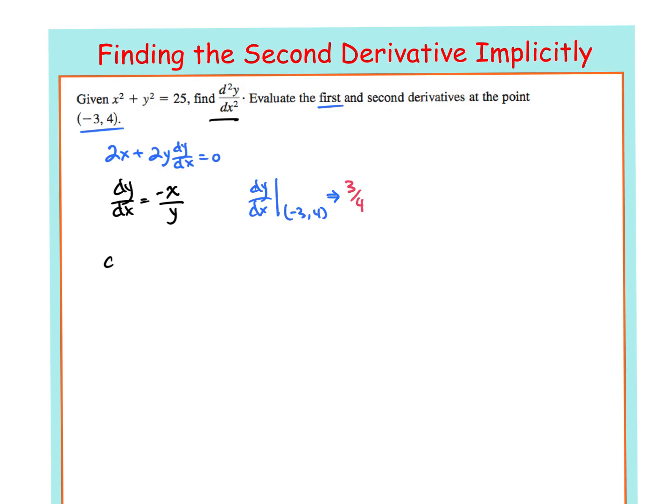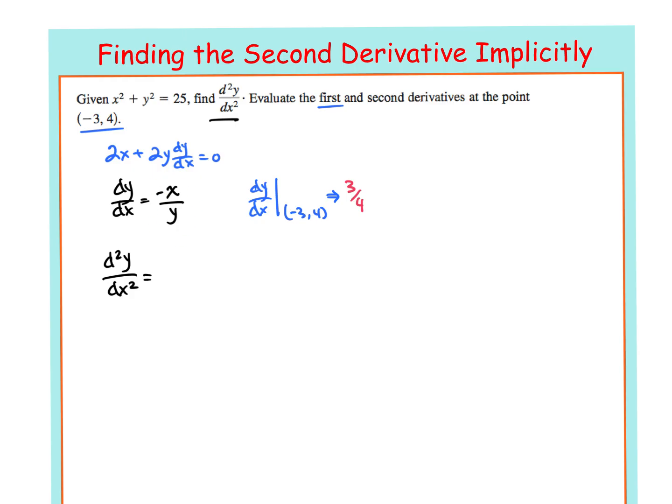So we have to find our second derivative, d2y over dx squared. We find our second derivative using the first derivative. So now I have to take the derivative of this one. And so what rule are we going to use? The quotient rule.